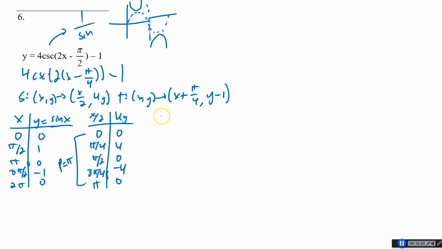And now we're going to take these, we're going to add pi over 4 to all the x over 2's. Add pi over 4 there. And then if we have 4y, we're going to subtract 1 from each of those. Let's do those first. So we have negative 1, 3, negative 1 again, and then negative 5, and then negative 1. So center line is at negative 1 now, which makes sense because we're moved down 1.